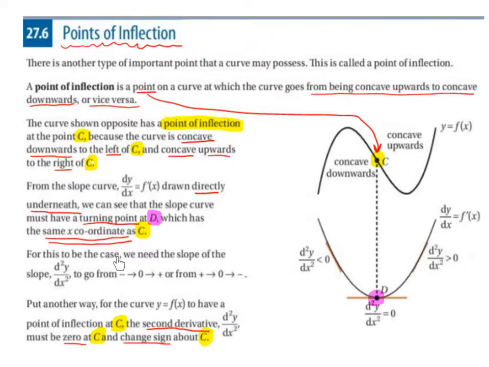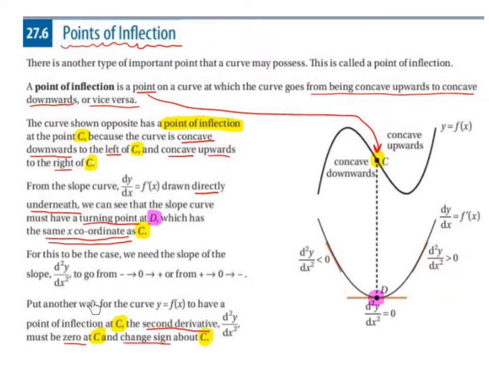For this to be the case, we need the slope of the slope, d squared y/dx squared, which is the second derivative, to go from negative to 0 to positive, or from positive to 0 to negative. So in this case, we have a negative slope, we're going downwards, it's less than 0. Then we have a slope of 0. And then we have a positive slope, it's going upwards, it's greater than 0.